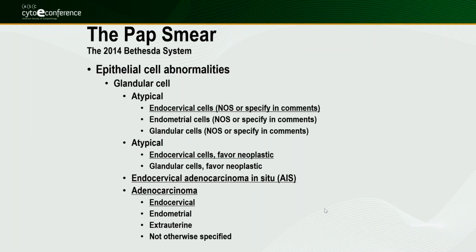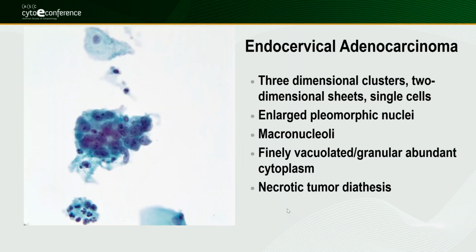Okay, so we have talked about atypical endocervical cells, NOS, favored neoplastic, and AIS. So the next is endocervical adenocarcinoma, the last tier. Endocervical adenocarcinoma, again, will just look like an adenocarcinoma.